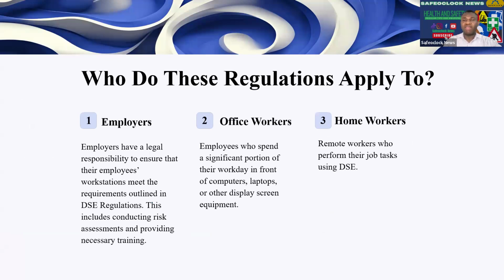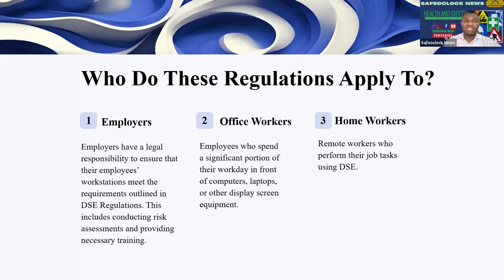So who are these regulations applied to? The DSE regulation is applied to employers, applied to office workers, as well as home workers. So those remote workers that work from home that use DSE equipment. So this DSE regulation is also applicable to home workers.